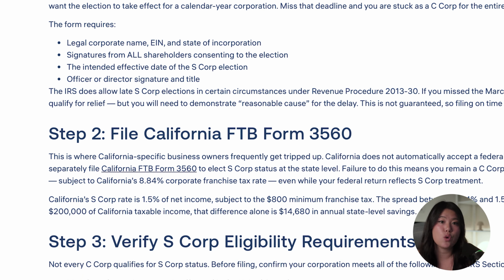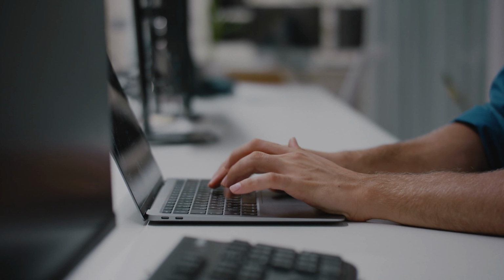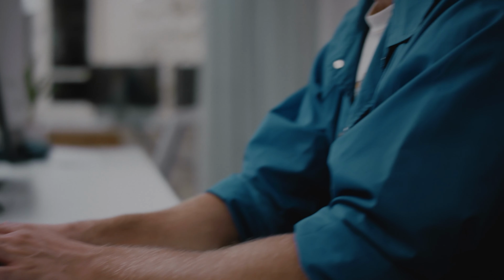Now, in California specifically, there's an additional step. California has its own S Corp election, Form 3560, which you file with the California Franchise Tax Board. California does not automatically recognize your federal S Corp election. You have to make the state election separately.